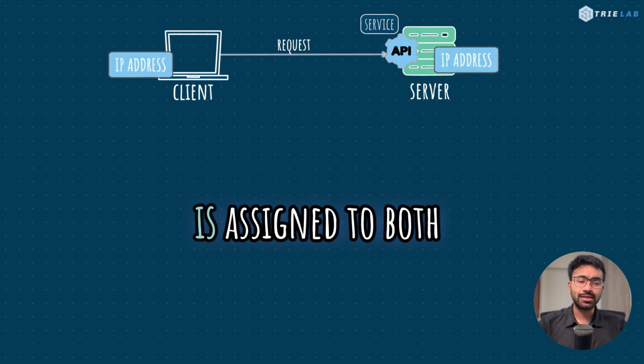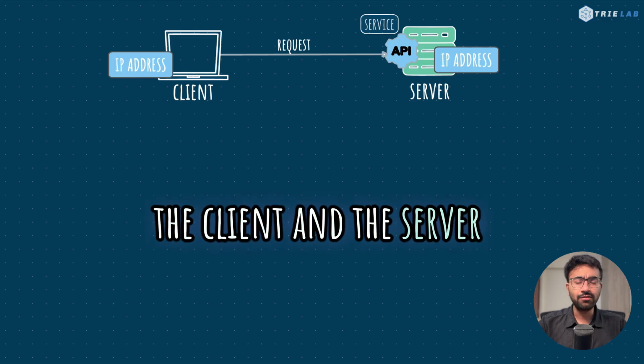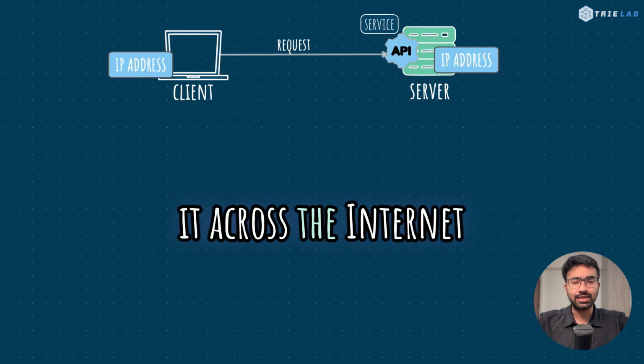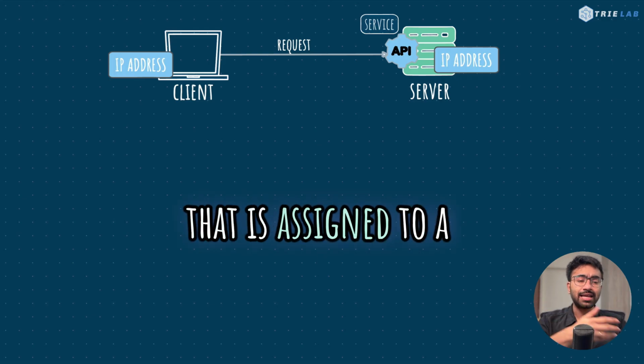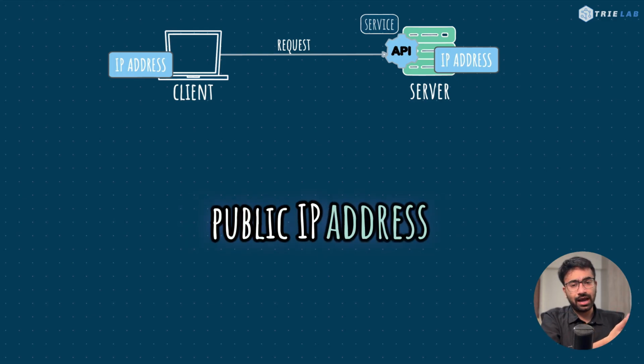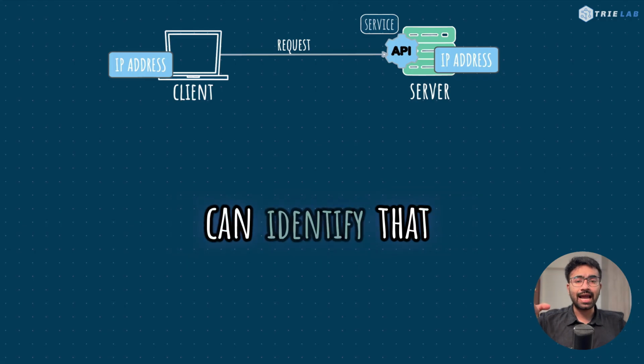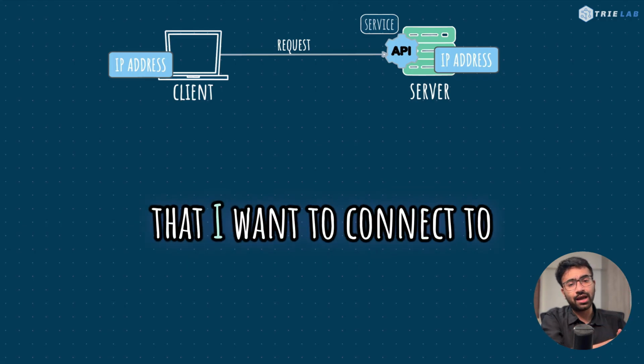Now the IP address is assigned to both the client and the server, which uniquely identifies it across the internet. The IP address that is assigned to a server is a public IP address, using which the client can identify that, hey, this is the server that I want to connect to.